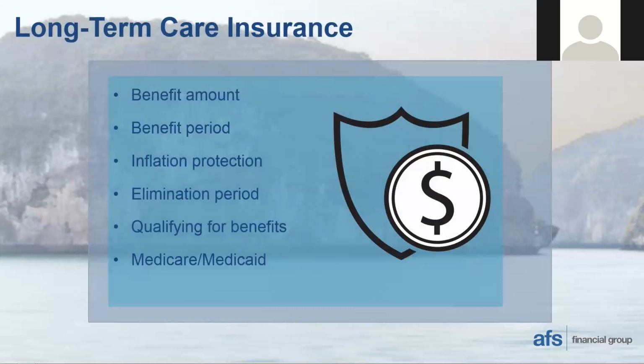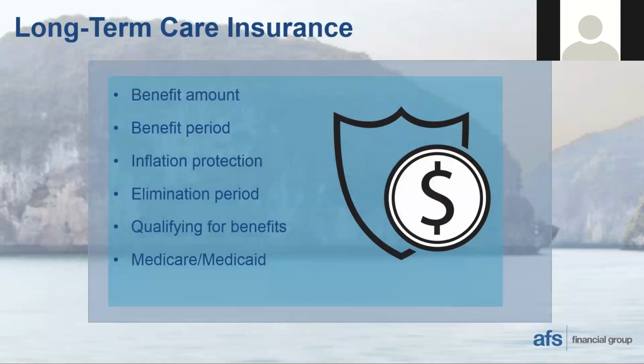And so that's where people say, hey, I want to hedge that risk and get some form of long-term care insurance. And so that coverage, if you think about it, is to provide for care in your own home, to provide for care in an assisted living facility, or to provide for care in a nursing home.